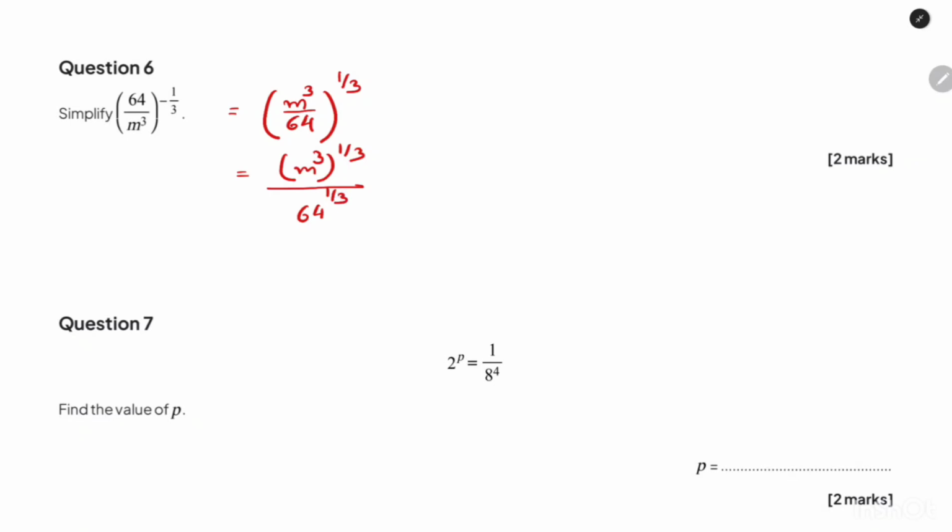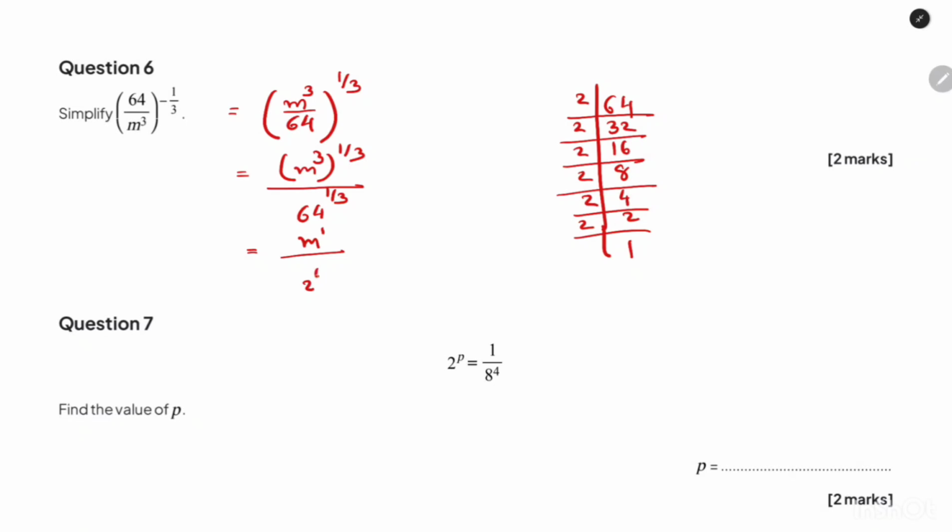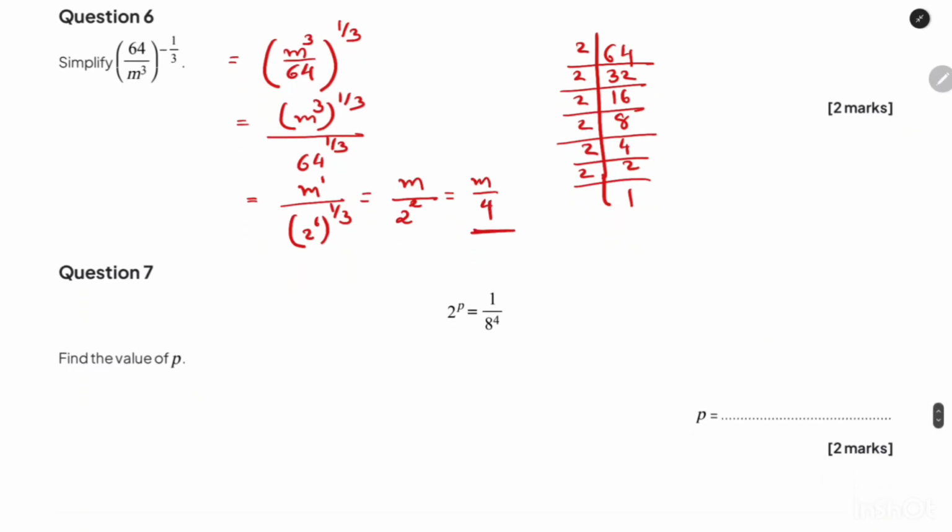Now again my same answer, whenever the power is in fraction, do the prime factorization of base. Here m raised to 3 into 1 by 3 will become m raised to 1, but the 64 can be prime factorized as, it is divisible by 2, then again 2, then again 2, 2, 2 and 2, so it is 2 raised to 6 to the power 1 by 3. So this can be written as m raised to 1, which is m only, divided by 2 raised to 6 into 1 by 3, which is 2. So 2 raised to 2, which is m upon 4. Clear? See the seventh question.